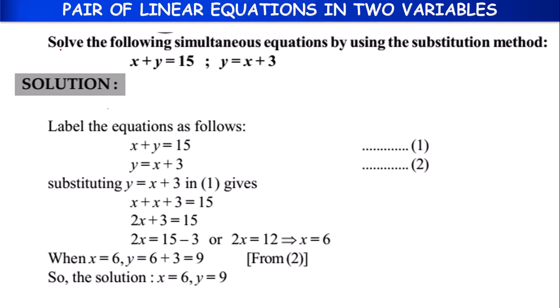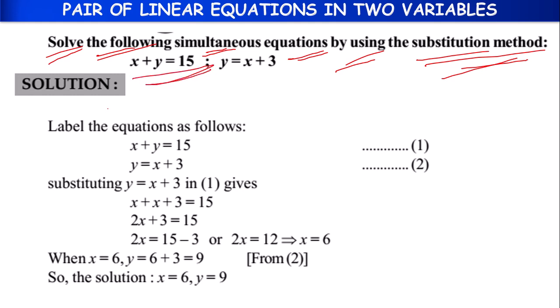Next one. Another example: solve the following simultaneous equations by using the substitution method. We have x plus y equal to 15, y equal to x plus 3. We have two equations, 1 and 2. In the second equation, we directly have y in terms of x. No need to isolate again, already it is isolated. We have y equal to x plus 3. So using this second equation, in the first equation, in the place of y, let's keep this x plus 3.